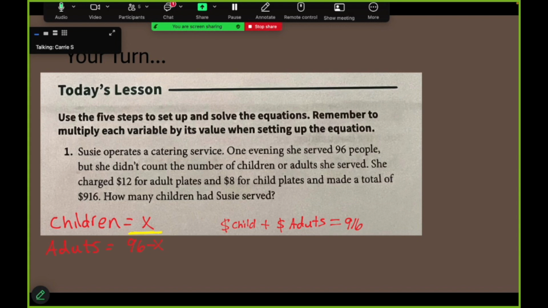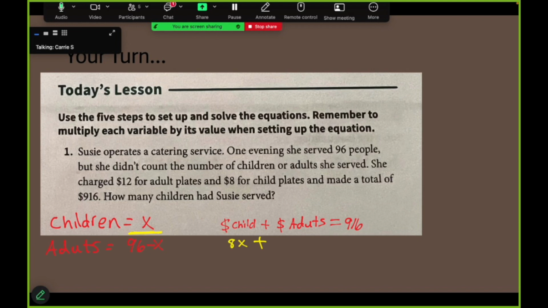Almost, because this is the dollar amount. So we have to take the dollar amount of 8 times the number of children, because we've got dollars over here. Since there's dollars over here, we have to put the dollars with it. Does that make sense? Yes, ma'am. So we've got $8 times the number of children. That'll be our total money for the children. What do you think it's going to be for adults, Ashton?